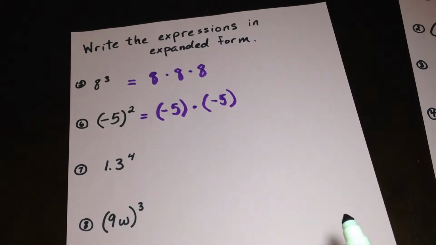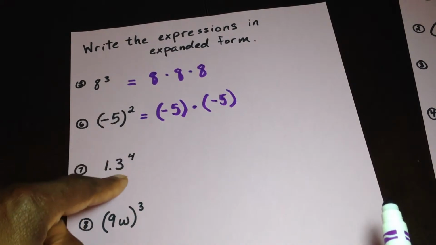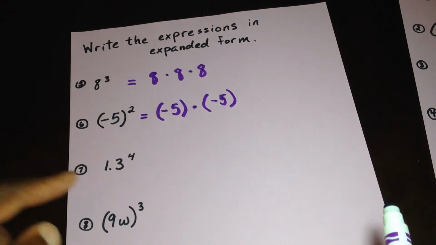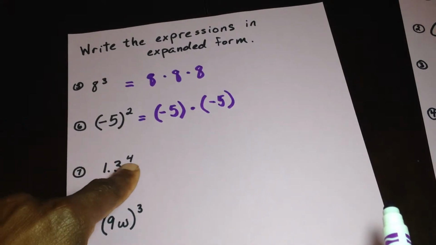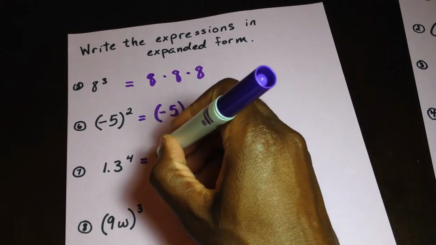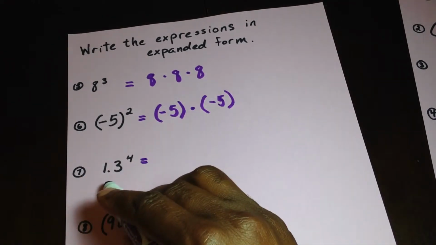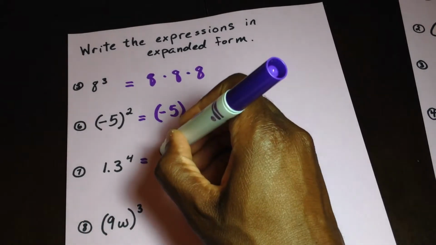All right, for number 7, now it's 1 3/10, or it's written as 1.3, and that's going to be to the 4th power. Sometimes you can see parentheses around it, but many times not, because they're saying that the whole decimal is going to be to the fourth power. So that would now be written as the base being 1.3. The exponent is going to be 4, so we're writing this base 4 times.